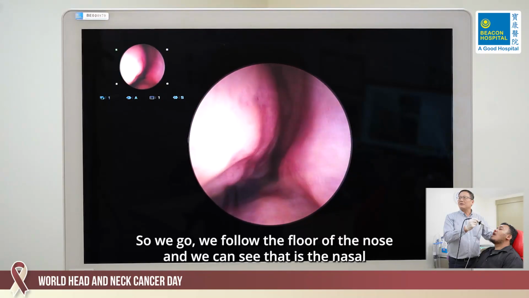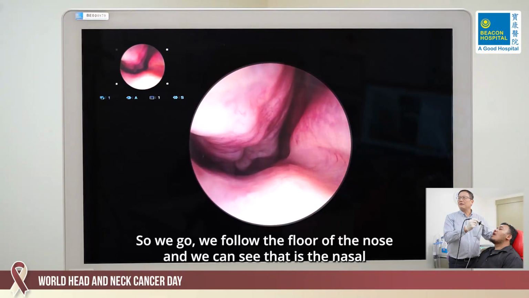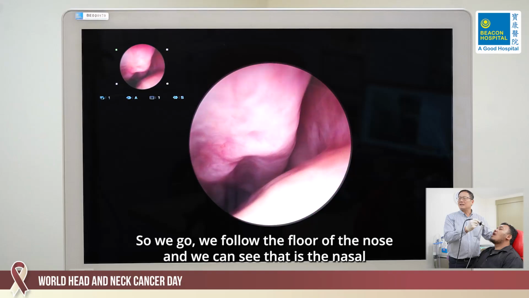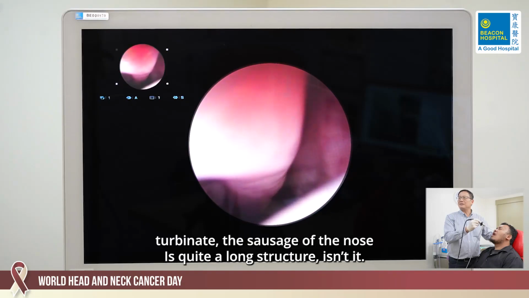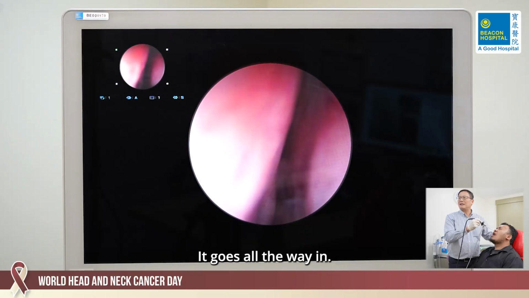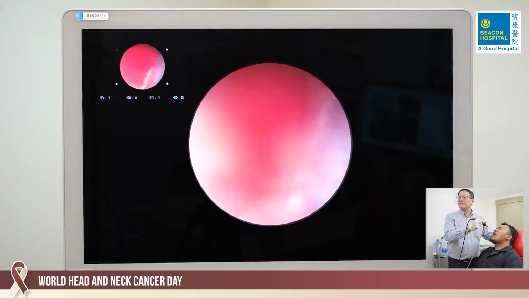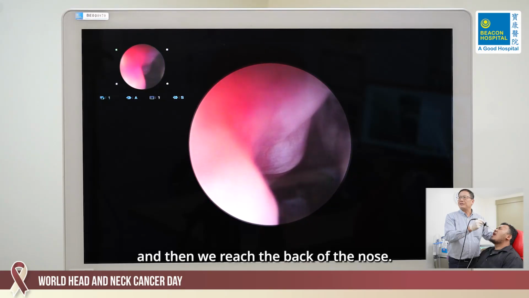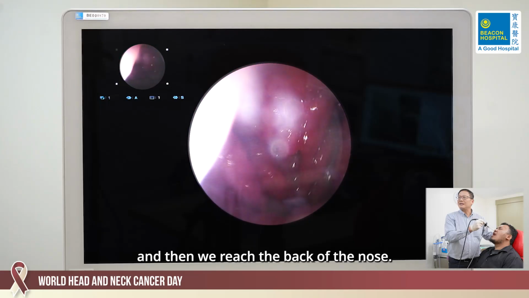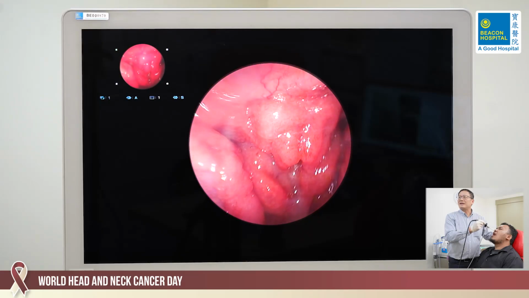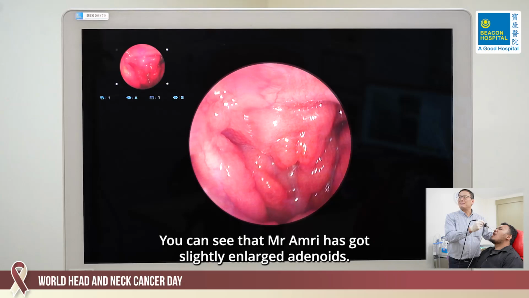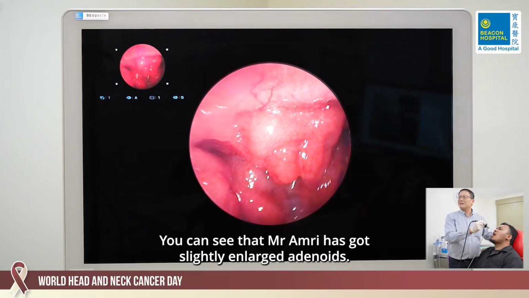All right. So we follow the floor of the nose, and we can see that the nasal turbinate, the sausage of the nose, is quite a long structure, isn't it? It goes all the way in. So we'll slowly go in here, and then we reach the back of the nose. Okay. You can see that Mr. Amri has got slightly enlarged adenoids.